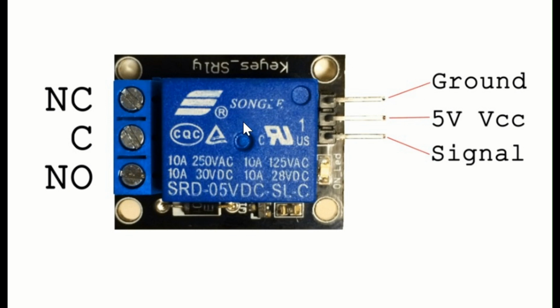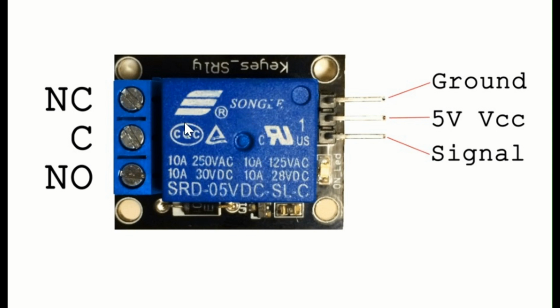What is a relay? A relay is an electromechanical switch which receives a signal in terms of voltage, either high or low at the input. It has mechanical and magnetic parts inside.